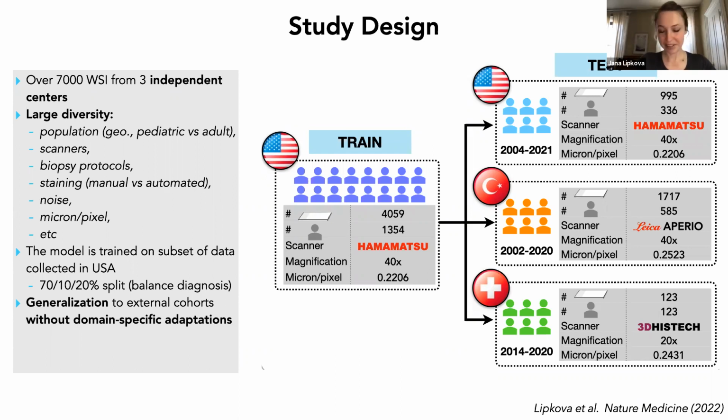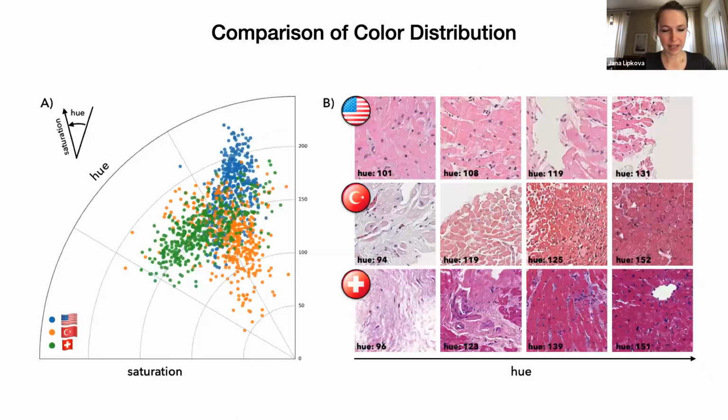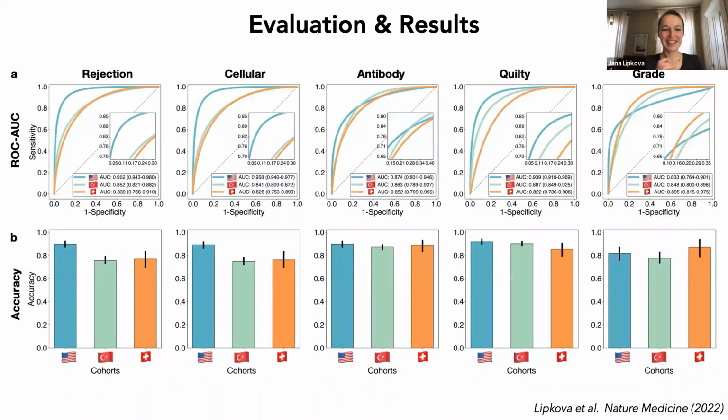Yeah, it's interesting. I use this figure just to express the different variability of the data. Here the angle shows the color, or hue, and the distance shows the saturation. The data from Turkey were stained manually, and there is larger variation in the color distribution compared to Swiss and US data. On the patches, you can see visually that there is a large difference in the color distribution, among other things.